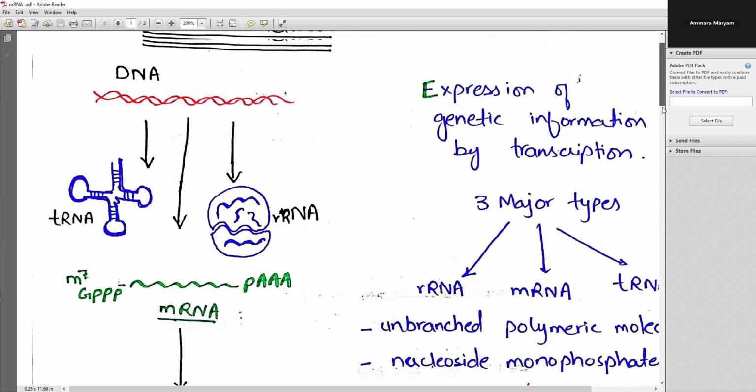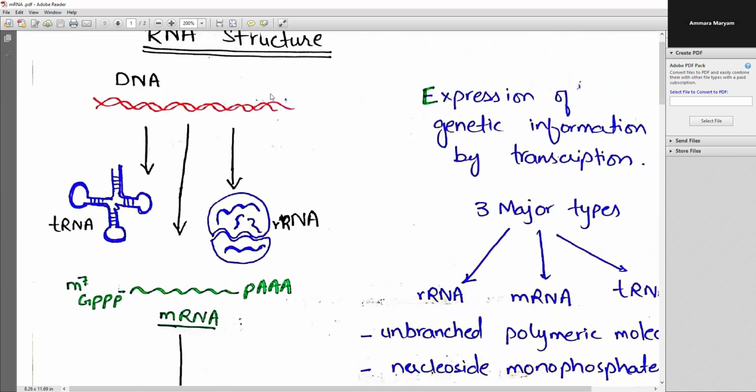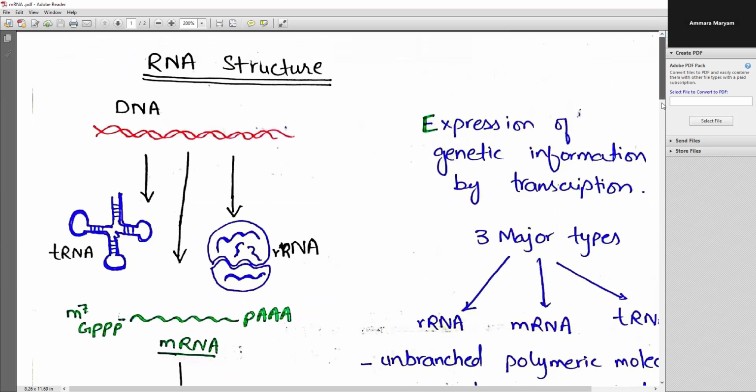Today we are going to discuss the RNA structure and the various types of RNAs. There are basically many types of RNAs, including transfer RNAs, ribosomal RNAs, heteronuclear RNAs, and small RNAs. But the major types are transfer RNA, ribosomal RNA, and messenger RNA. So today specifically we will discuss the messenger RNA.